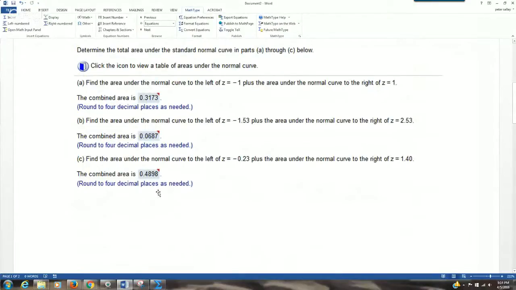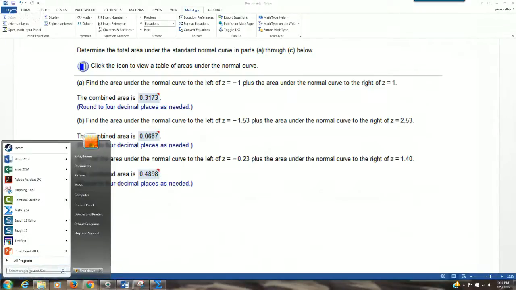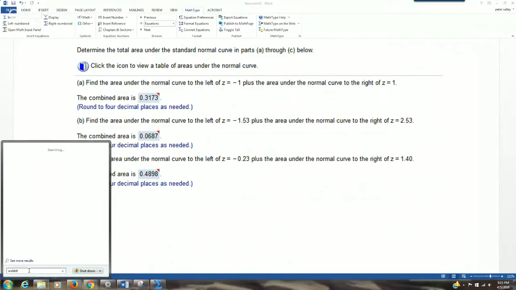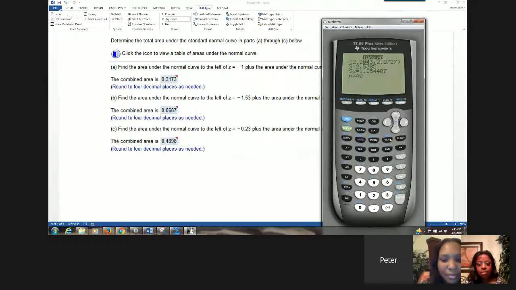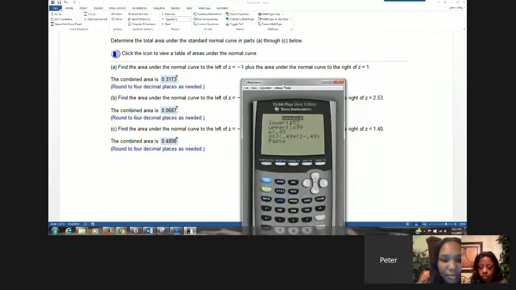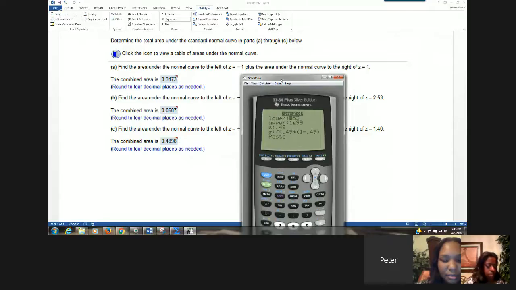Okay, so your number 2 says determine the area under the standard normal curve. Find the area under the normal curve to the left of -1, plus the area to the right of 1. Another way of saying it is I don't want the area in between. So let me pull up my calculator here. In this case, I'm going to go to normCDF. I can either find the area to the left and then add it to the right of 1, or I could just find the area in between and then subtract from 1. It's whatever's easiest, and I'd rather just do it once and subtract.